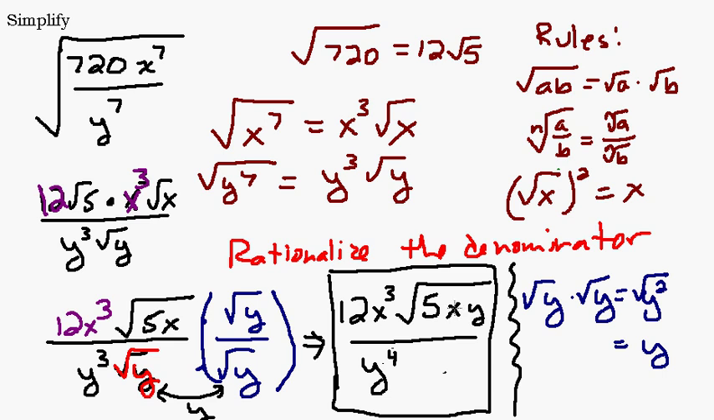I'm good to go. The other thing you could check for is to see if what's outside the radical would cancel. I have a 12x to the third over y to the fourth. Nothing's going to cancel there. But if I had a 2 on the bottom or something I could cancel with the 12, I would want to do that. But I don't in this problem. So that's how you know you're done, is you check for those three things.